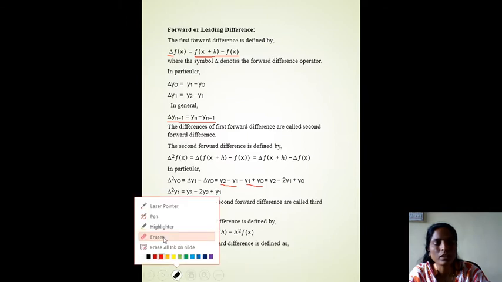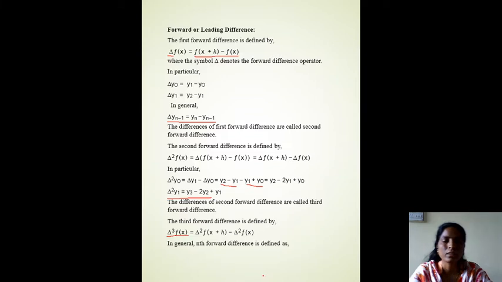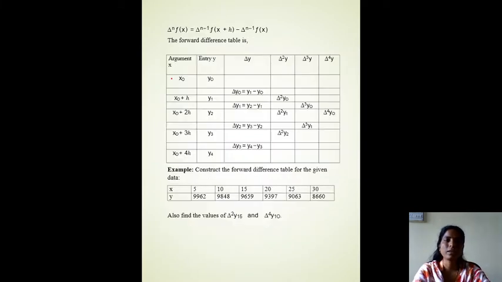In general, the nth forward difference is delta, this is important, delta raised to n f of x is delta raised to n minus 1 f of x plus h minus delta raised to n minus 1 f of x. So remember this first forward difference.